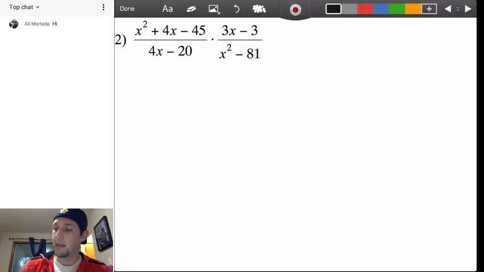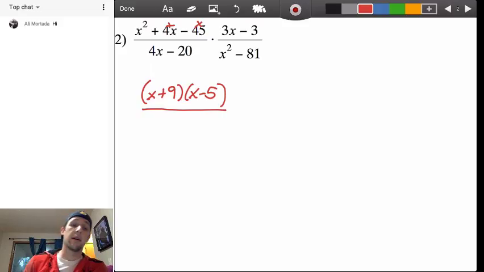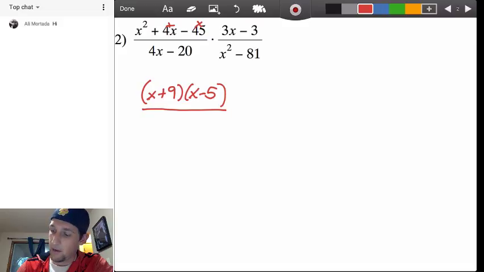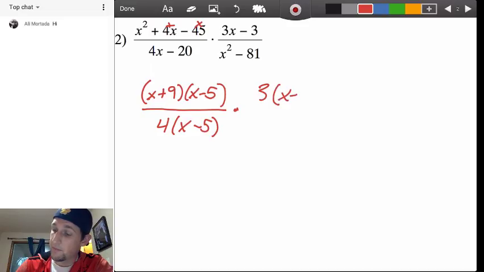Okay, so my top left is a door problem. We're going to look for numbers that multiply to the last and add to the middle. Okay, those would be 9 and negative 5. In the bottom of my first fraction, I have a greatest common factor of 4. 4 and 20 both divide by 4. So I get 4 times x minus 5. Okay, second fraction. GCF of 3 in my numerator, and squares rule in my denominator, x minus 9, x plus 9.